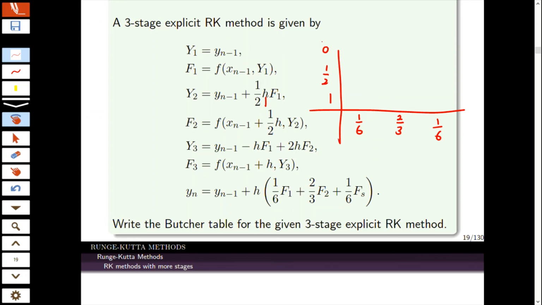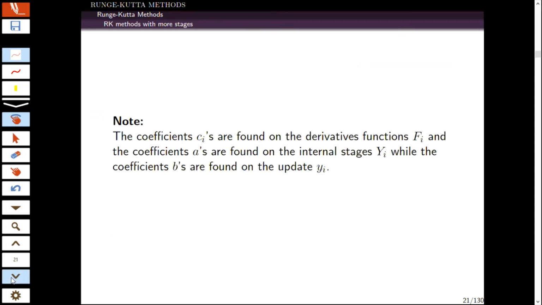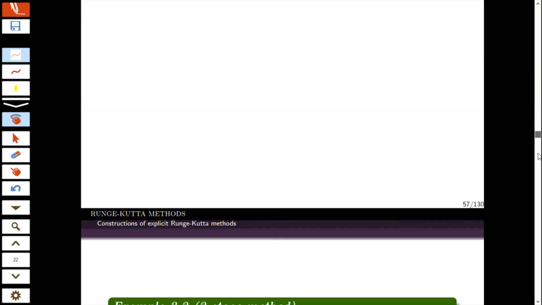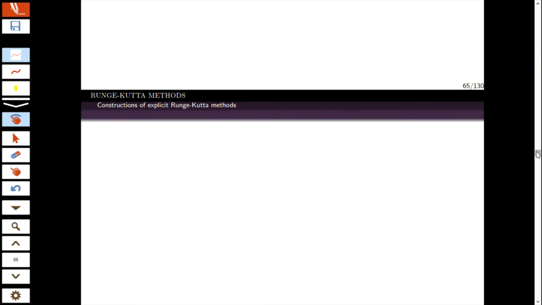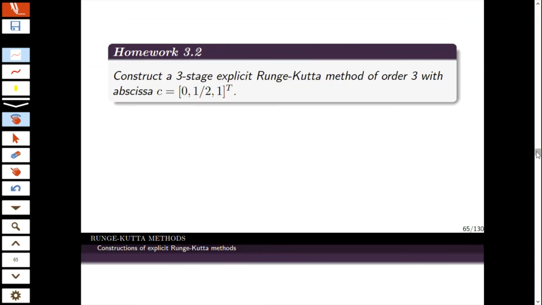Continue to find the A. So to find the A, you look at the big Y. So we have 0 here. For Y2, I have half. For Y3, I have -1, 2, which is exactly what we got earlier on. Now you can also find another method for order 3. Okay, but I'm not going to show you, but you can try to find another method for order 3.